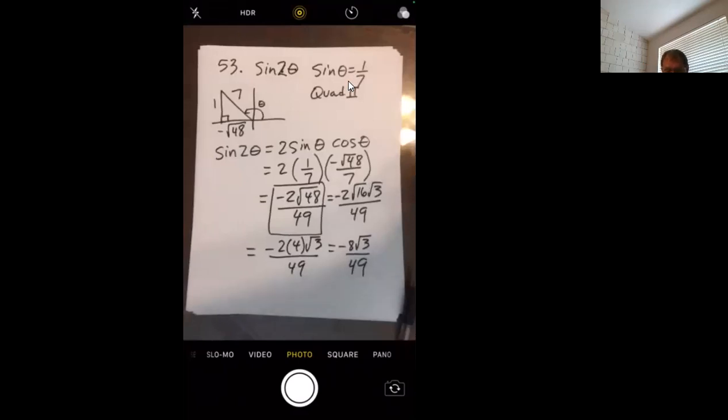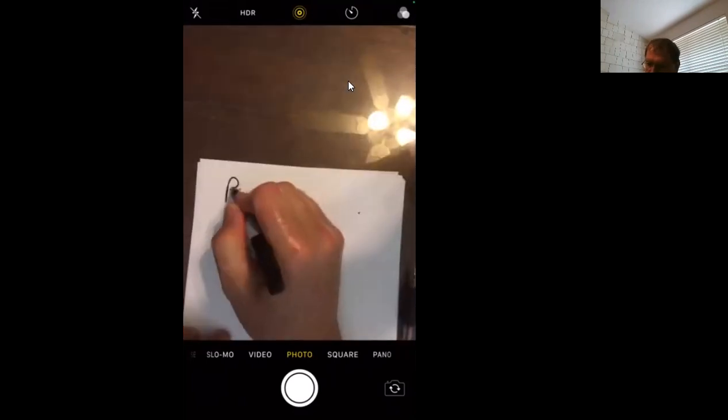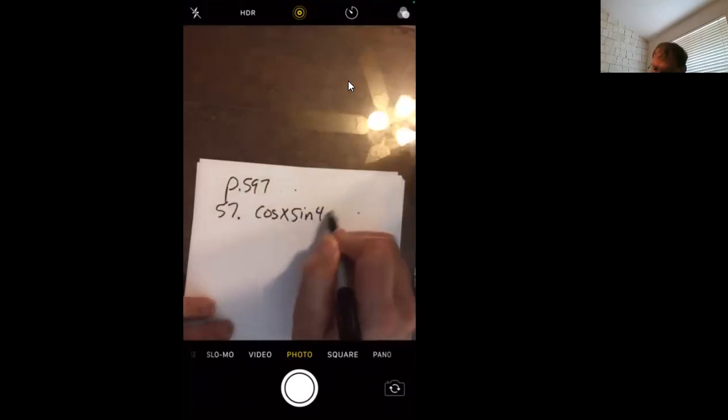All right, then we go into sum to product, product to sum formulas, and finally identities. All right, let's try one like 57. Still on page 597, 57. Cosine of x and a sine of 4x.